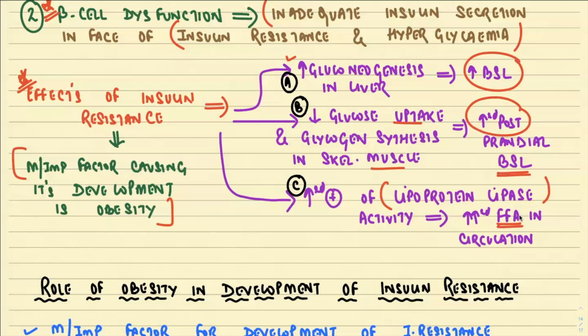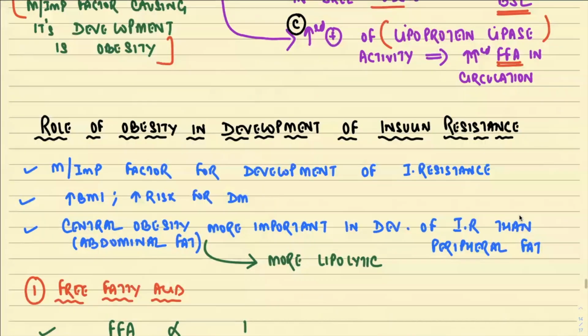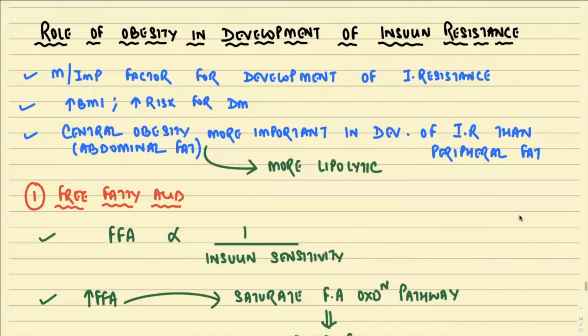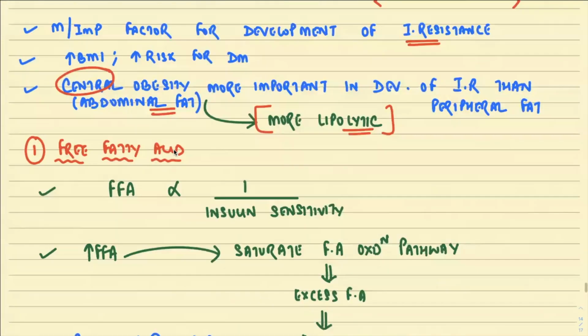So under the heading of insulin resistance, we have to understand the role of obesity in the development of insulin resistance. The most important factor for development of insulin resistance is obesity. And which kind of obesity? Central obesity or abdominal fat. Okay, because abdominal fat has more tendency to break down as compared to peripheral fat. So let us see how obesity is playing a role.